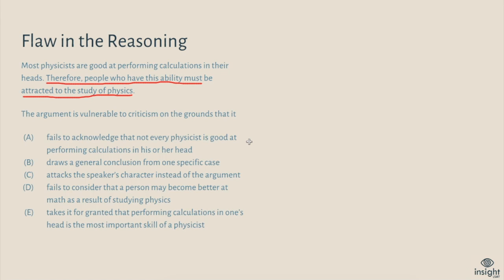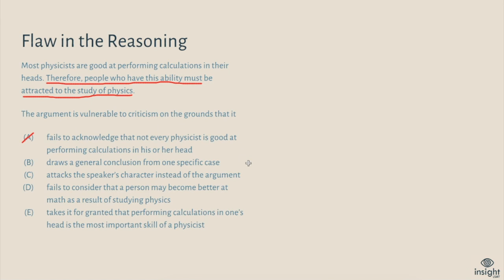Okay, answer choice A. These are now all choices for the things the argument might do that would be problematic. A. The argument fails to acknowledge that not every physicist is good at performing calculations in his or her head. I don't see how it does that. It says most physicists. It doesn't say anything about all physicists, and we don't need it to be every physicist in order to demonstrate this trend here. So no, I don't see how that's going on at all.